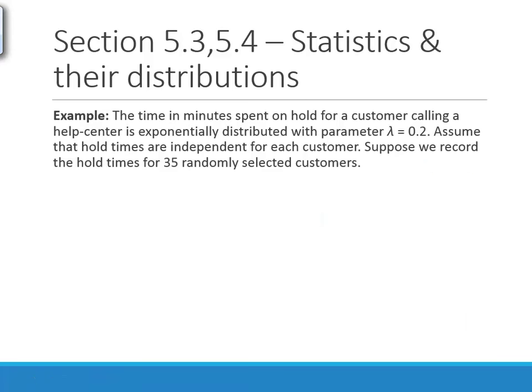Look at the sample mean, X bar, instead of T. So let's say now the time in minutes spent on hold for a customer calling a help center is exponentially distributed with parameter lambda equals 0.2. We're going to suppose that the hold times are independent for each customer and that we record the hold times for 35 customers here. So sort of our setup here, we have independent observations and they all have the same distribution. So we have our observations X1, X2, all the way up to looking at 35 customers. These things are all IID exponential with parameter 0.2.